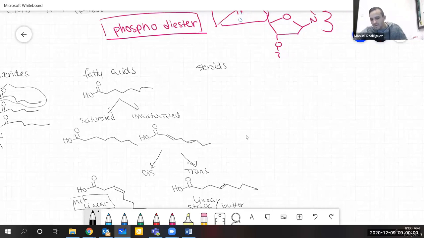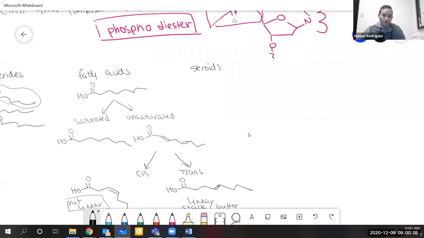And steroids, they're really weird, but the good thing is that they're so weird that they're really easy to recognize. They look like this with a bunch of decorations. It's just these fused rings. So I call them fused rings.